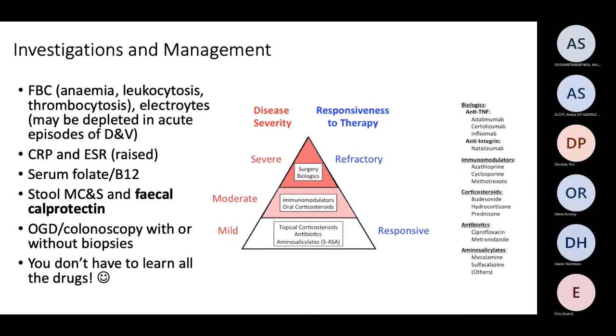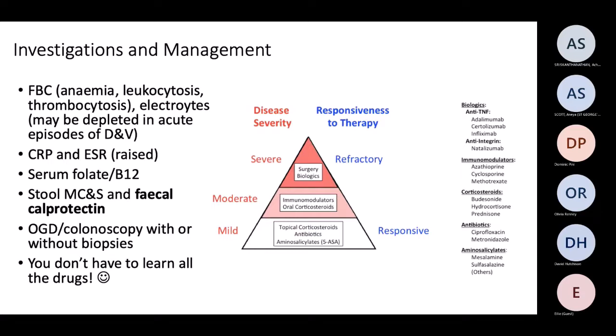And then in the stool, we can test for calprotectin. So this is a really sensitive marker for IBD in particular, and the majority of patients who have got some sort of IBD inflammation going on will have a raised calprotectin. Of course, if a patient presents first off with diarrhea, we want to do an MC&S just to make sure that it's not an infectious diarrhea.